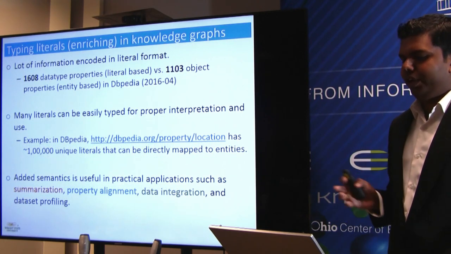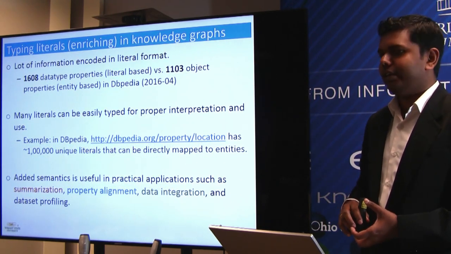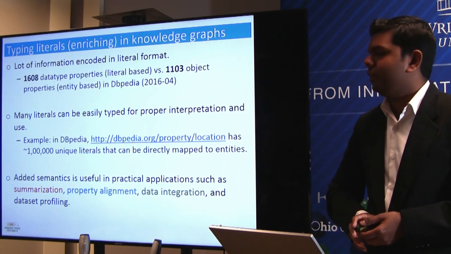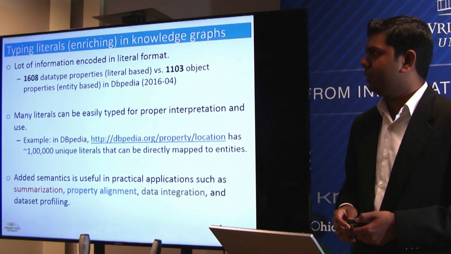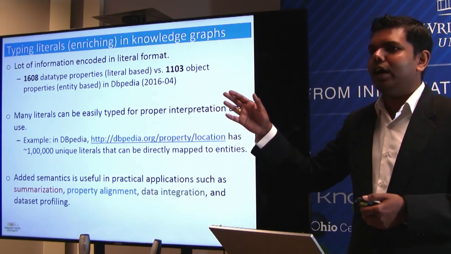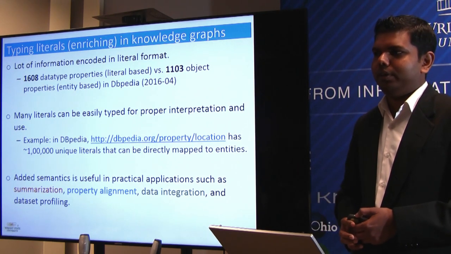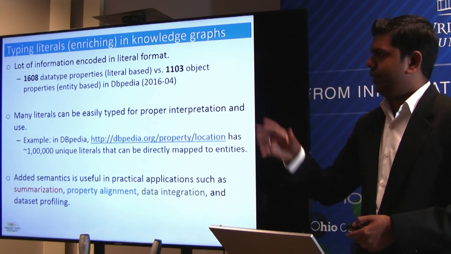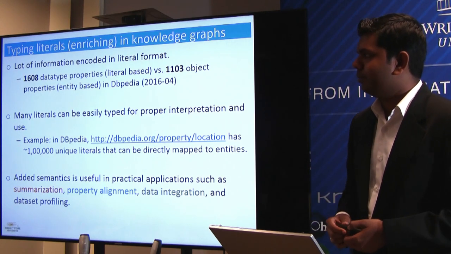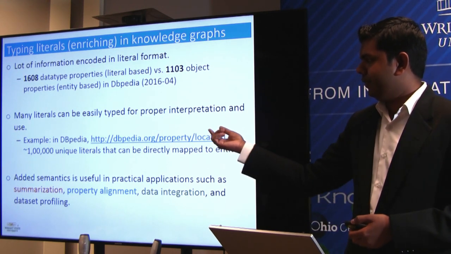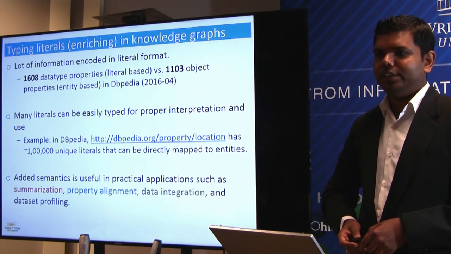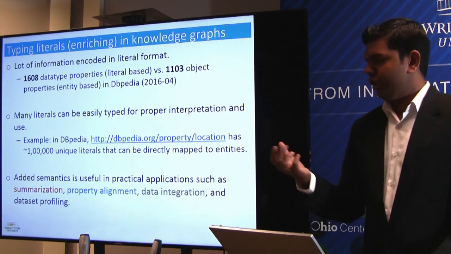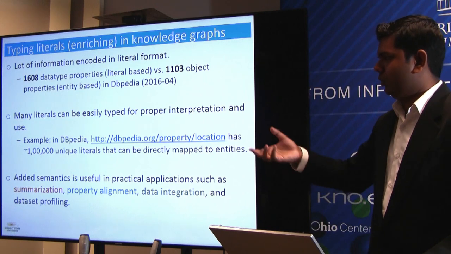So what we are doing here is, for example, taking DBpedia, where we have this many data type properties and 1103 object properties as of the current version. So the number of data type properties is not small, they are comparable, even though some of them are noise and labeling properties. For example, the location property in DBpedia is a data type property. That means its value is a literal, a string. For example, California, Dayton, United States, all of them are strings.